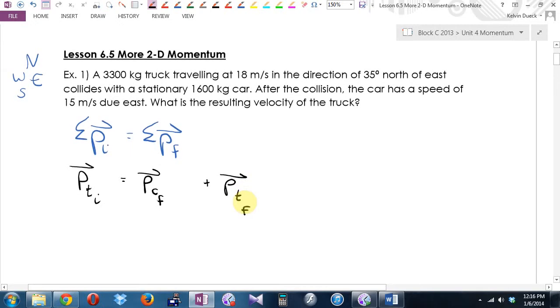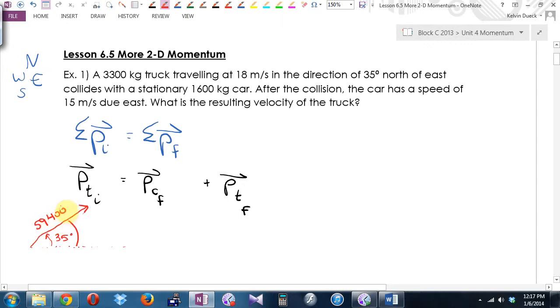Let's do the truck initial. What direction? The truck initial, what direction? Okay, north of east, so I'm going to go like this. East. North of east, 35 degrees. So this is 35 degrees. How big is that arrow? The momentum goes there. What's the momentum? Mass times velocity. So what's going to go on that arrow there? 59,400.